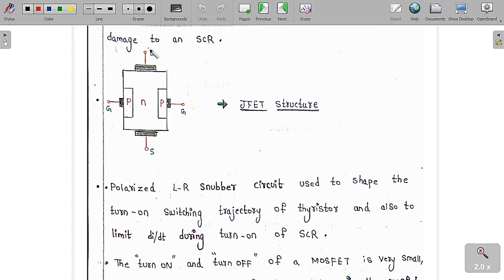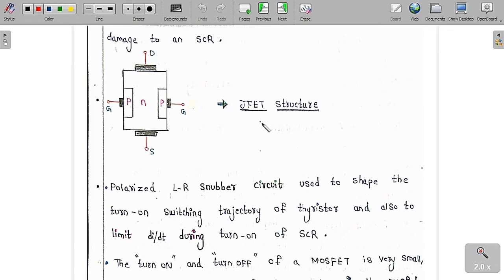Always, a high rate of rise of voltage does not cause damage to an SCR.